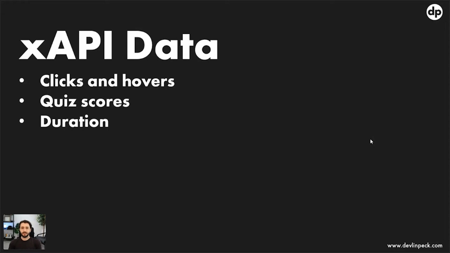My favorite is duration. So you can see how long someone is spending on a specific slide. You can see how long they're looking at that specific tooltip. You can see how long they're spending on a question, on a quiz, on an entire course. It's up to you how granular you want to get with these timers to see how long people are spending on your content.